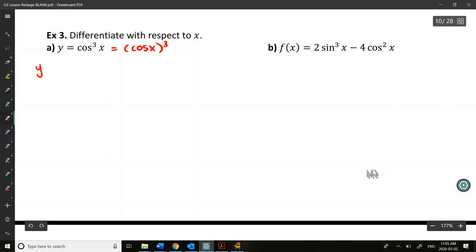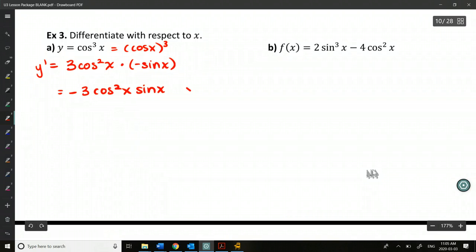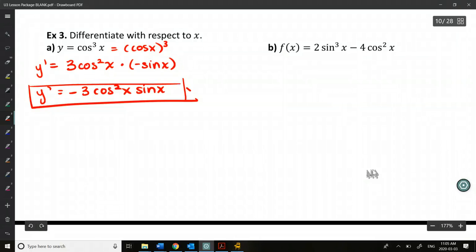Okay, go ahead, Grayston. So I did cos x squared, okay, so I'm just going to write cos squared x if we're good with that, and then I times it by negative sine x. Very nice. Okay, so I'm just going to put the negative in the front there. Yeah, perfect. So we'll have this. Any questions on that one?